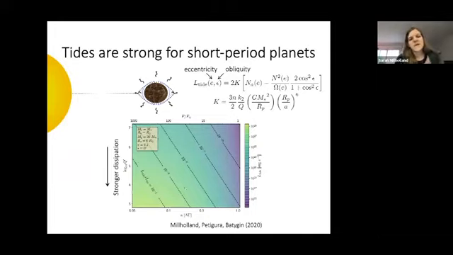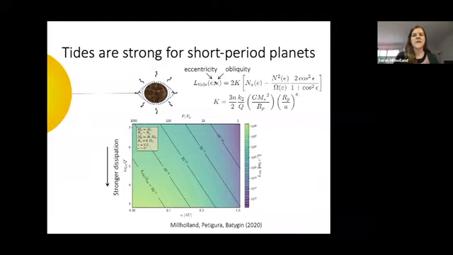So these contours here are showing the ratio of the tidal luminosity with respect to the incident stellar power. And you can see that for pretty close-in orbits, this ratio can be in excess of about 1%. So the tidal luminosity can be about 1% of the incident stellar power, which is a fairly significant extra effect on the planet.